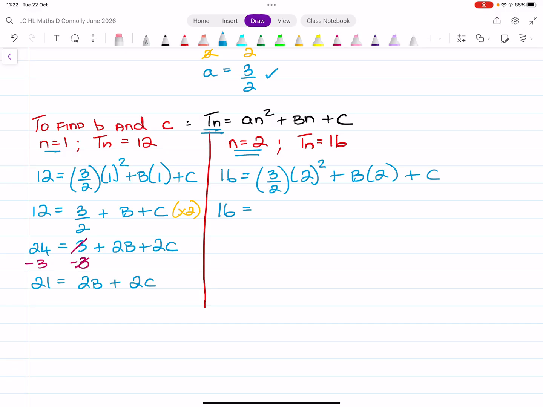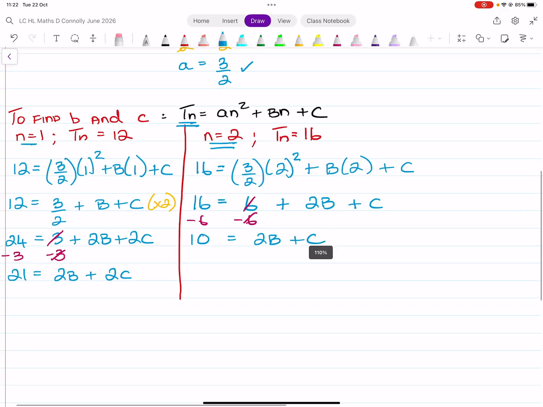16 equals. Okay, so I'm doing 2 squared, first of all. And then I'm multiplying that by 3 over 2. Okay, I just did that on my calculator. And I got 6 plus 2b plus c. So the fraction kind of dealt with itself there, which is handy. So I minus the 6. And I get 10 equals 2b plus c.